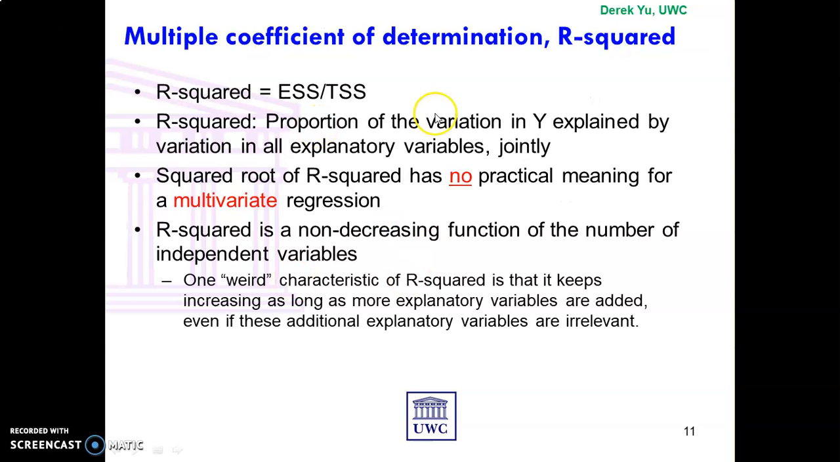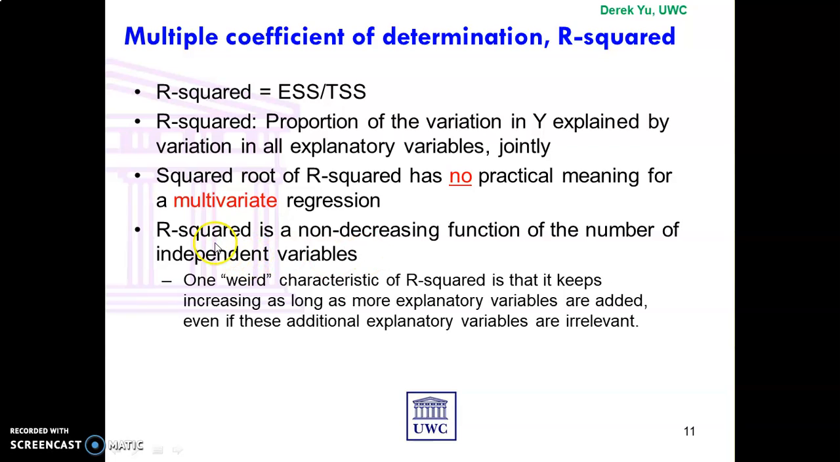Okay. And then R square for multivariate regression, it is still the same equation, explained sum of squares divided by total sum of squares. And the definition of R square remains the same, proportion of variation in Y explained by the variation in, this time, all explanatory variables jointly. Remember, we move on with multivariate regression. And again, as I mentioned in the last lecture, the recap lecture, for multivariate regression, the square root of R square doesn't really mean anything, but only for bivariate regression does the square root of R square give you the correlation coefficient between X and Y.